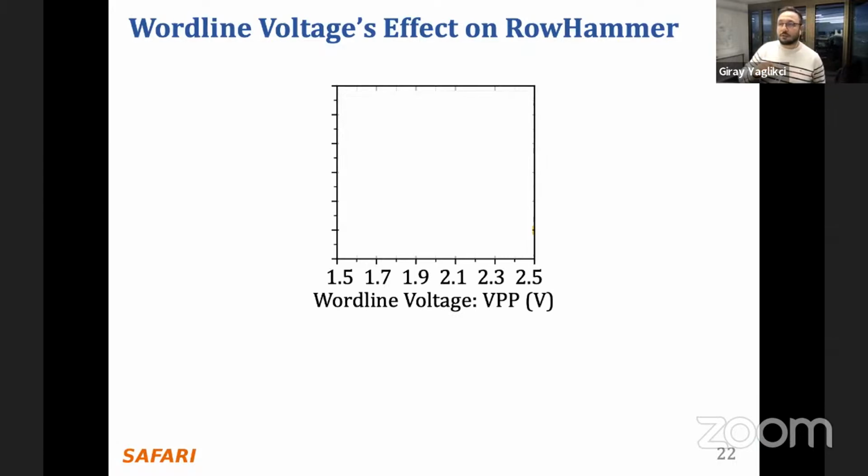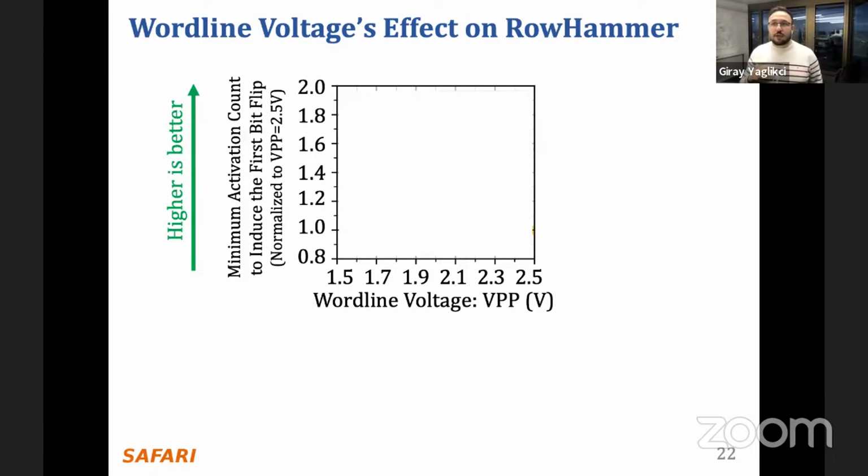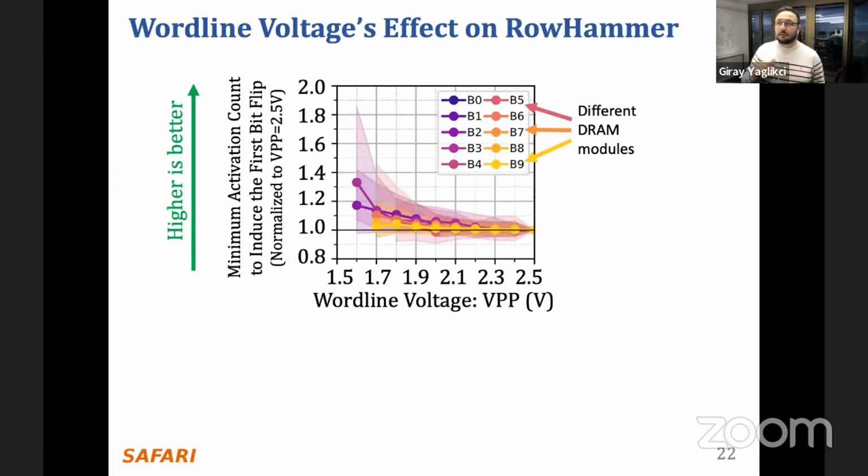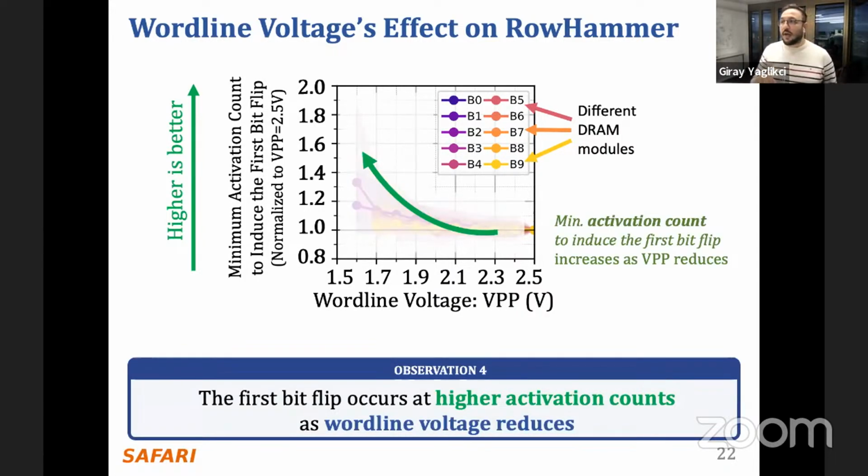Okay, so here we again reduce the wordline voltage from right to left. And this time we check the minimum activation count to induce the first bit flip. If this value is higher, it means that an attacker should try harder to induce a bit flip, right? Here again, different colors identify different DRAM modules, and the shades show the variation across DRAM rows. And as a general trend, we see that the minimum activation count to induce the first bit flip increases as wordline voltage reduces.